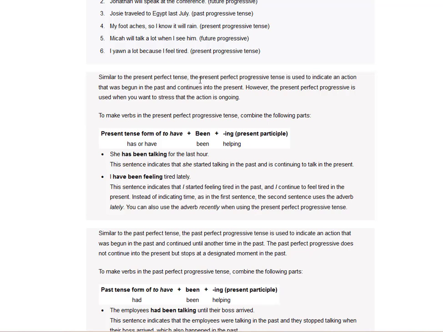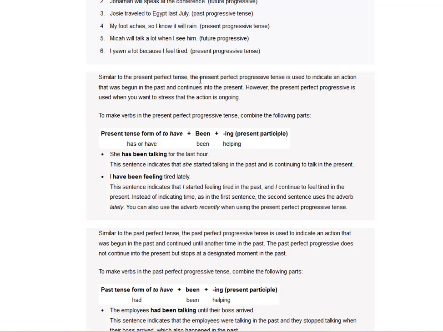complicated. Similar to the present perfect tense, the present perfect progressive tense is used to indicate an action that was begun in the past and continues into the present. However, the present perfect progressive is used when you want to stress that the action is ongoing. To make verbs in the present perfect progressive tense, combine the following parts. Has been helping. She has been talking for the last hour.